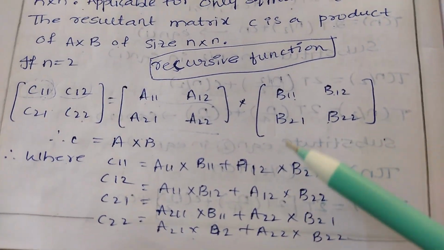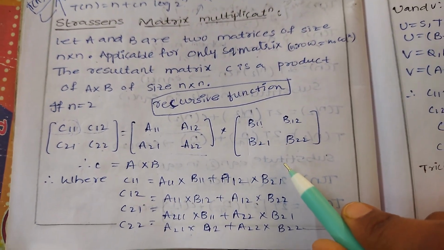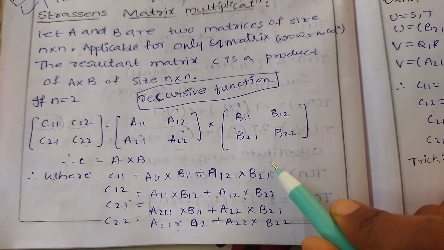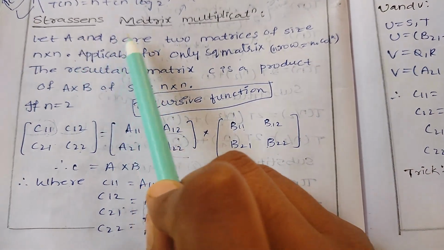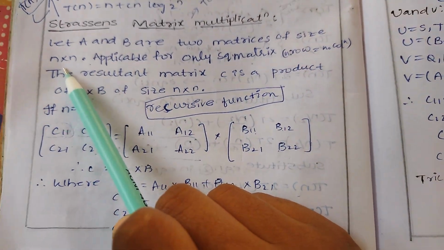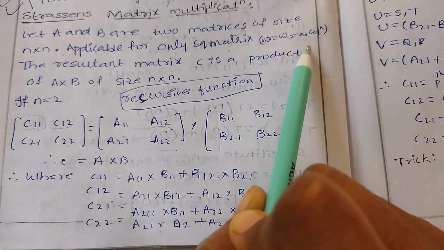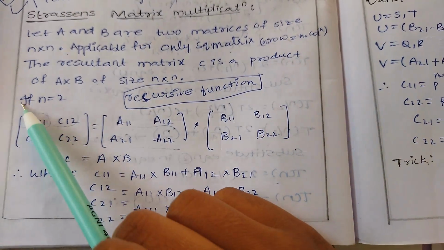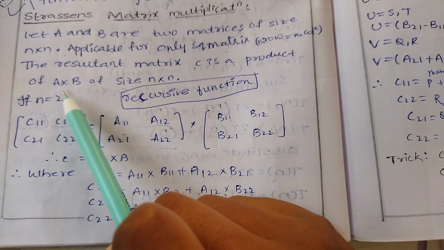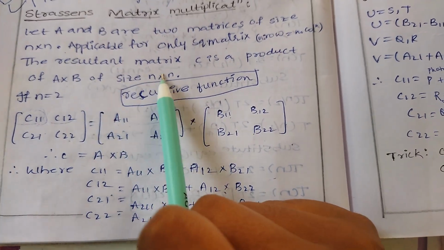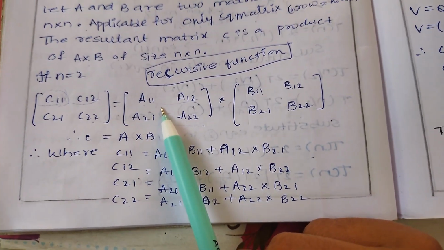In the general case, we use 8 steps to multiply these matrices. By using Strassen's matrix multiplication, there are 7 formulas for the process of doing the matrix multiplication. Let A and B be two matrices of size n cross n, applicable only for square matrices. N number of rows equals n number of columns is known as a square matrix. A is the first matrix. B is the second matrix of size n cross n. By using a recursive function, we will perform this concept.